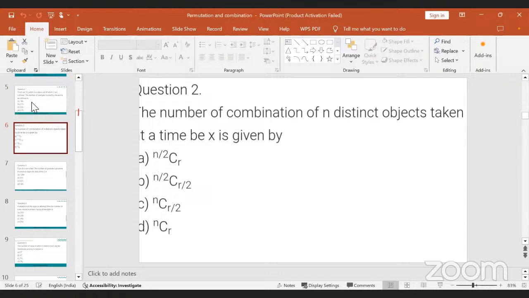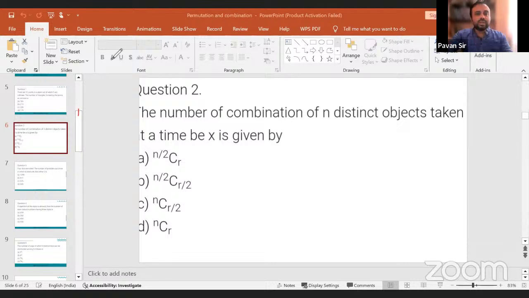Question number 2. The number of combinations of n distinct objects taken r at a time is given by what?